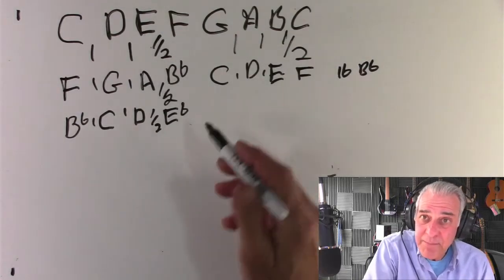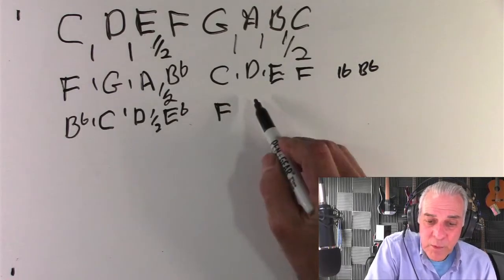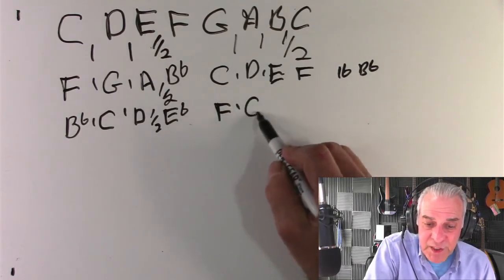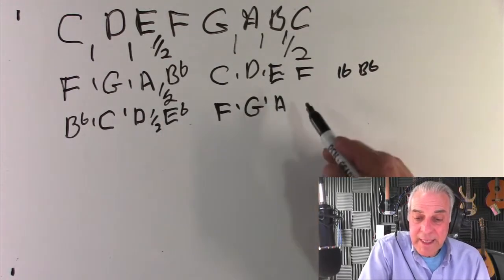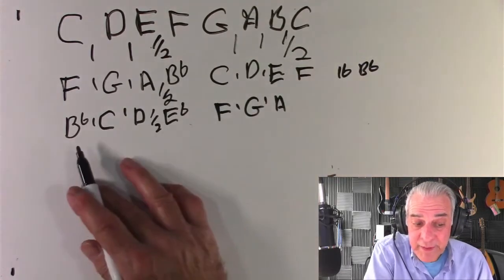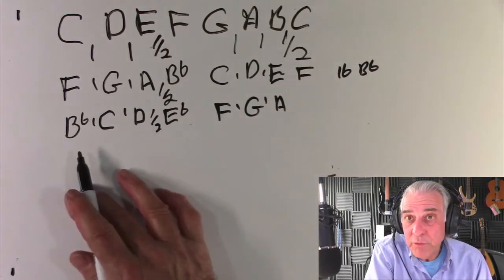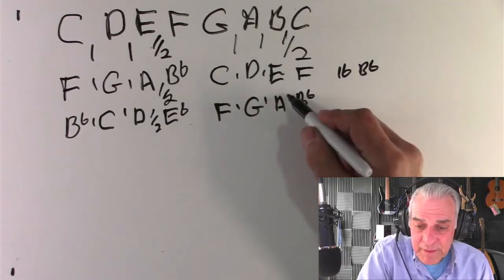Now let's finish it up. For the upper tetrachord, we got F. We have one whole step. G, we got a whole step. A, and then we have our B flat, which is a half step away, and is also a duplicate of the octave, B flat. That's perfect.